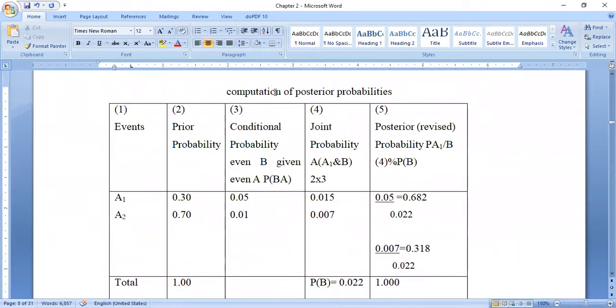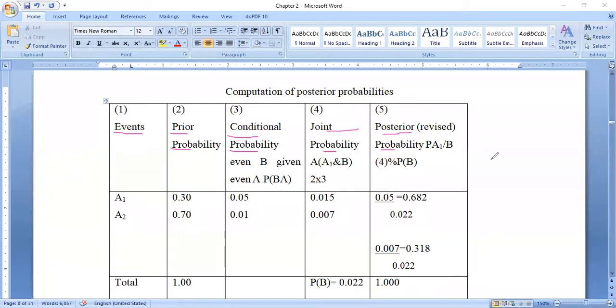Computation of posterior probability. In the morning class, we discussed this table also. To recognize this table, what you have to do? E, PP, CP, JP, PRP. E for events, PP for prior probability, CP for conditional probability, JP for joint probability, PRP for posterior revised probability.